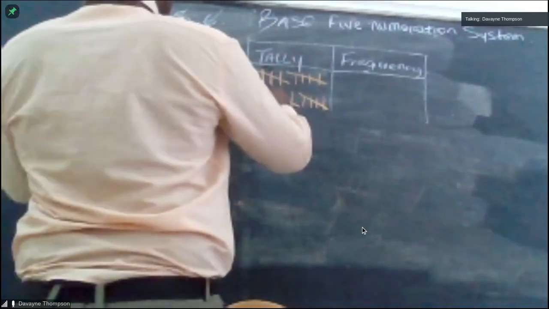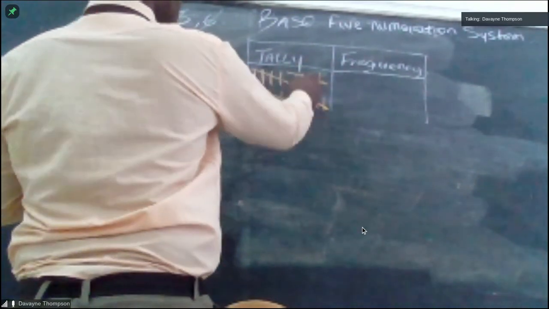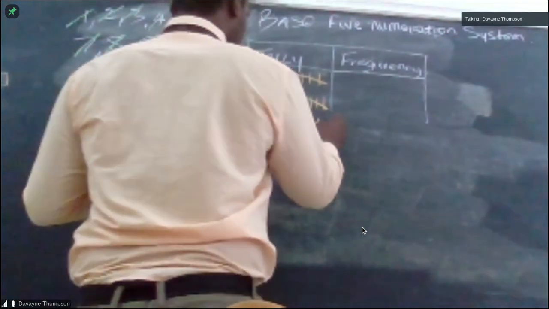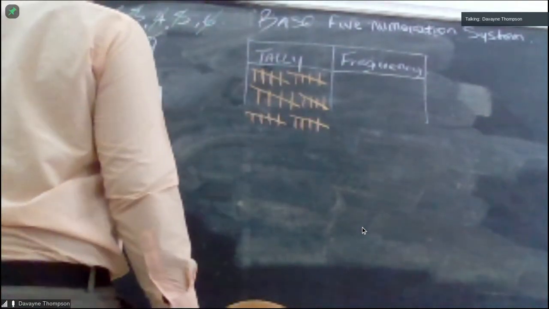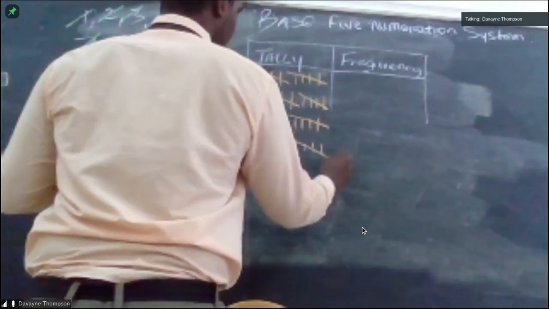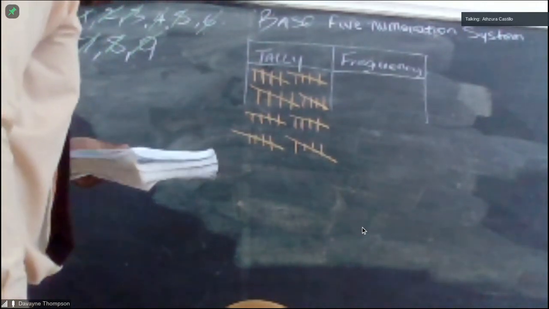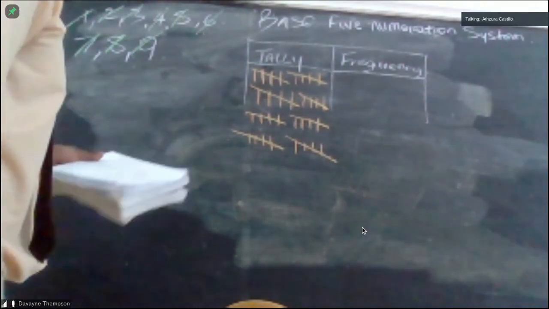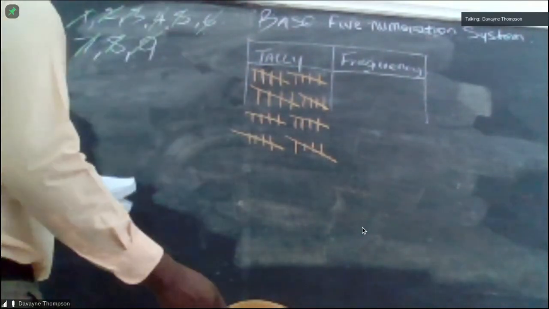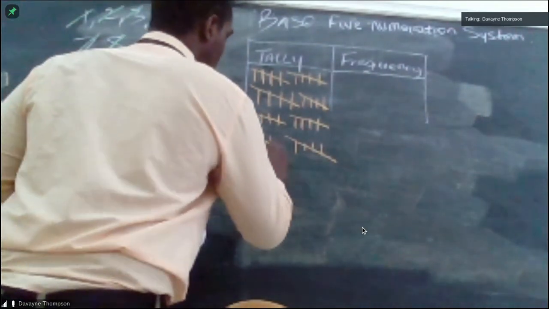So let's do a quick example here. I'm going to put 14 tallies. So let's say this is 1, 2, 3, 4, 5. 1, 2, 3, 4, 5. Alright? 1, 2, 3, 4, 5. 1, 2, 3, 4, 5. How much do I have? 8 tallies. Okay? Now, what I can do is continue to 10. Let me just continue to 10.